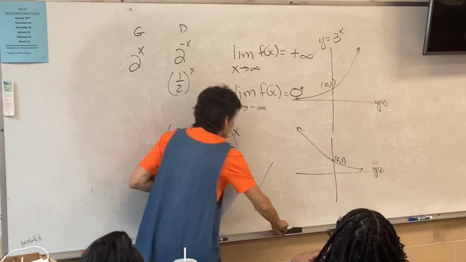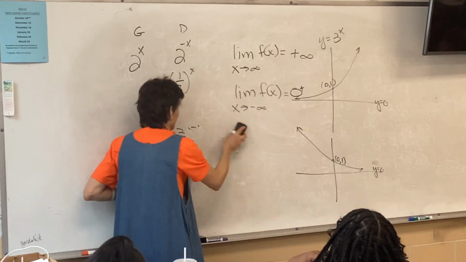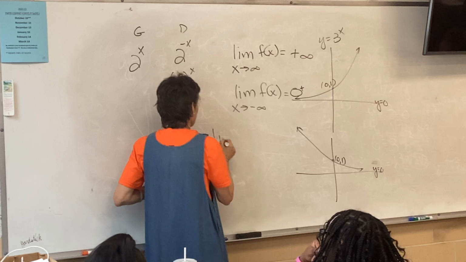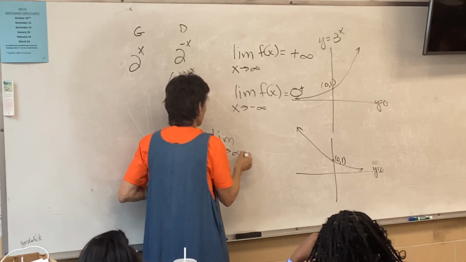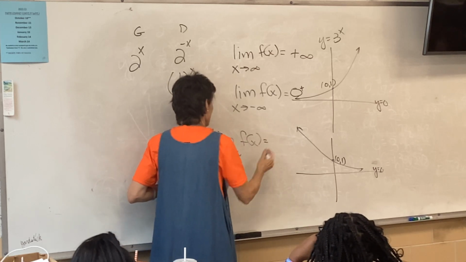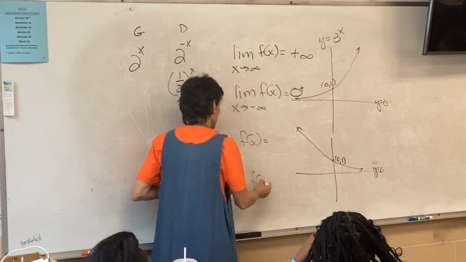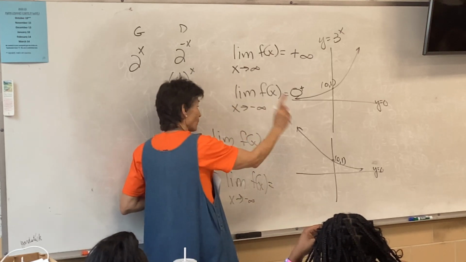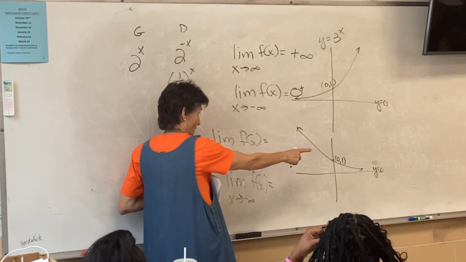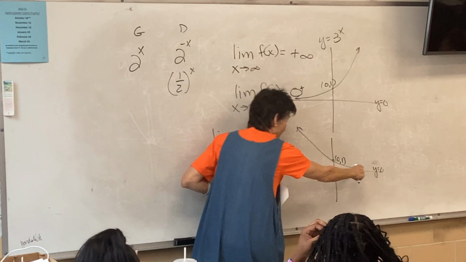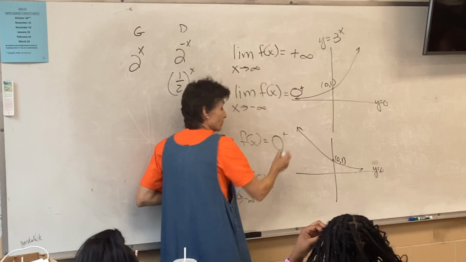Now, for your decay curve, what happens with your end behavior? Every decay is going to have the same end behavior. Every growth is going to have the same end behavior. What is it for a decay? As you go to the right, what's happening? Closer to 0, right, from the top?